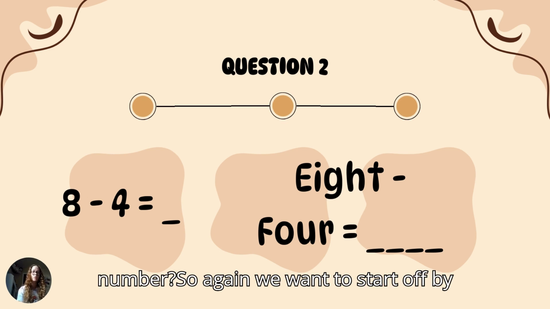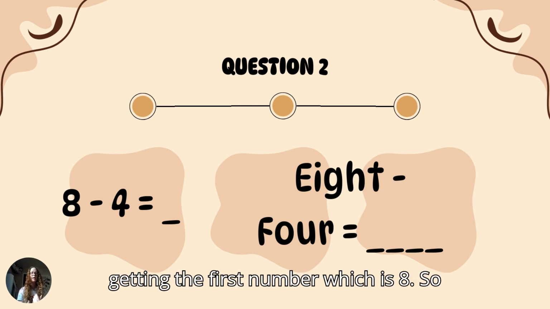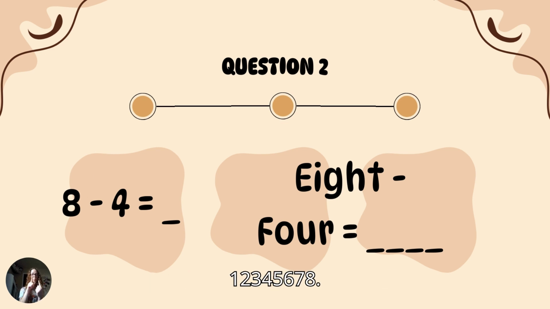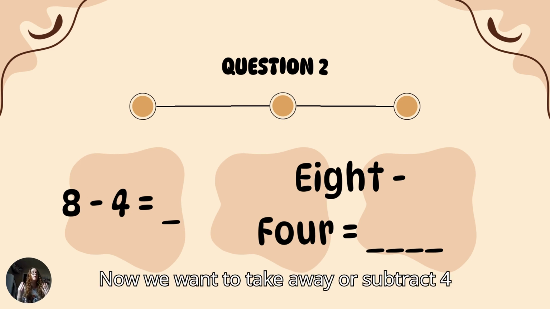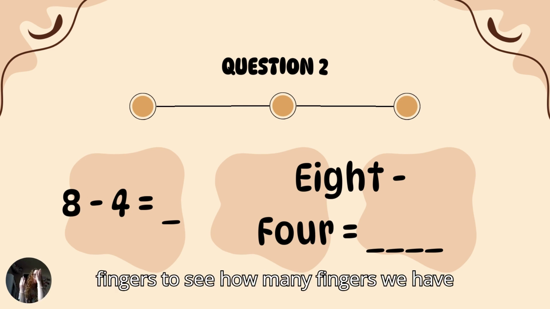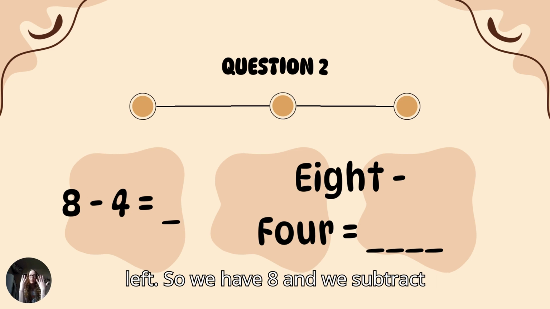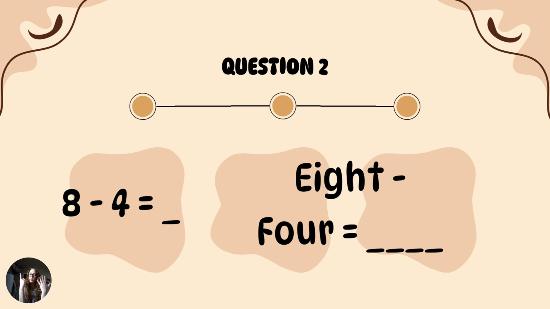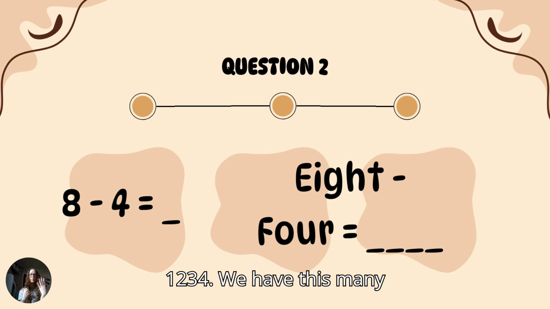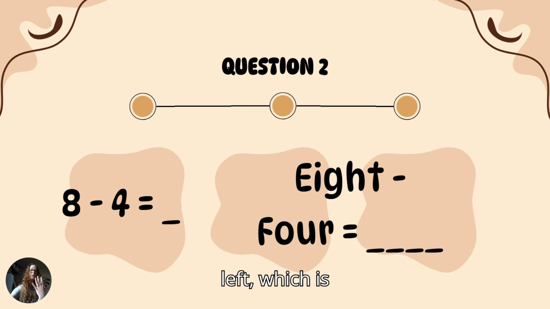Again, we want to start off by getting the first number, which is 8. Using our fingers, count off 1, 2, 3, 4, 5, 6, 7, 8. Now we want to take away, or subtract, 4 fingers to see how many fingers we have left. If we have 8 and we subtract 1, 2, 3, 4, we have this many left, which is 1, 2, 3, 4 fingers. So that means 8 minus 4 equals 4.